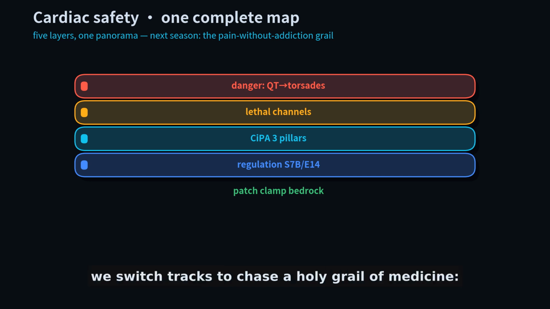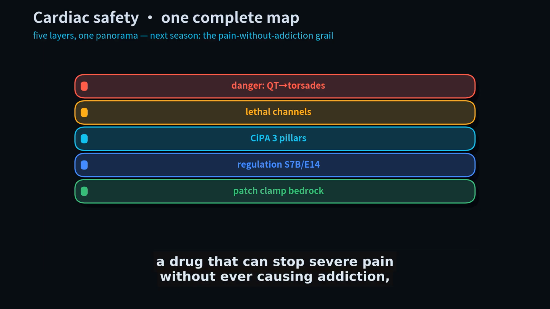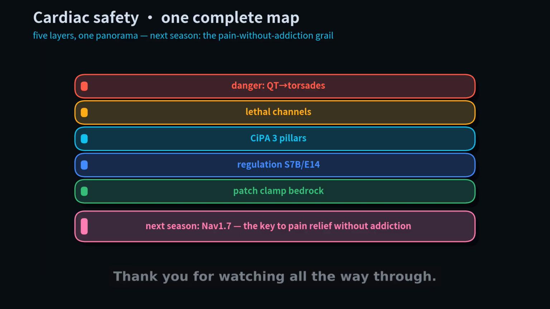Next season, we switch tracks to chase a holy grail of medicine, a drug that can stop severe pain without ever causing addiction, and its key hides in a sodium channel called NaV 1.7. Season 1, Cardiac Safety, ends here.